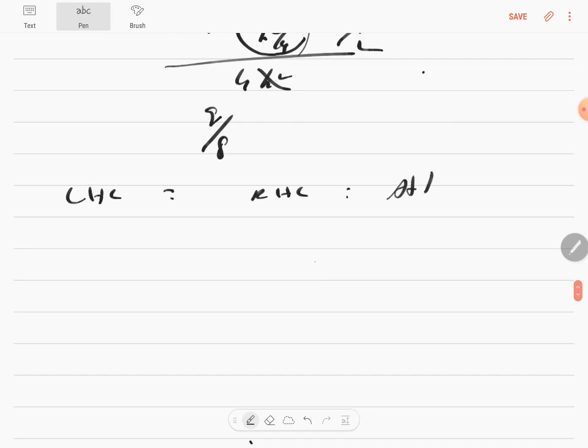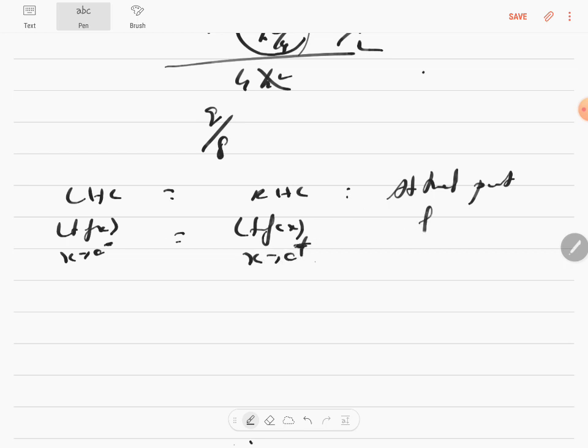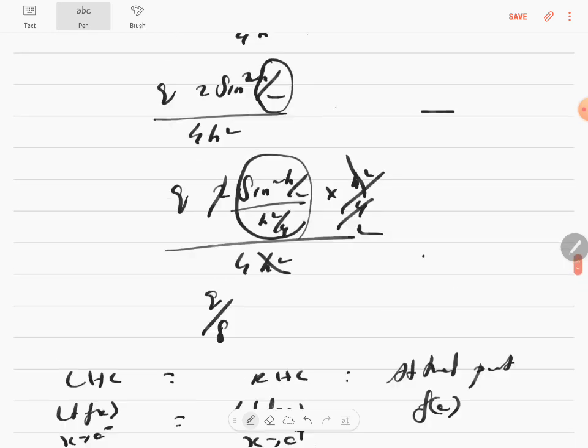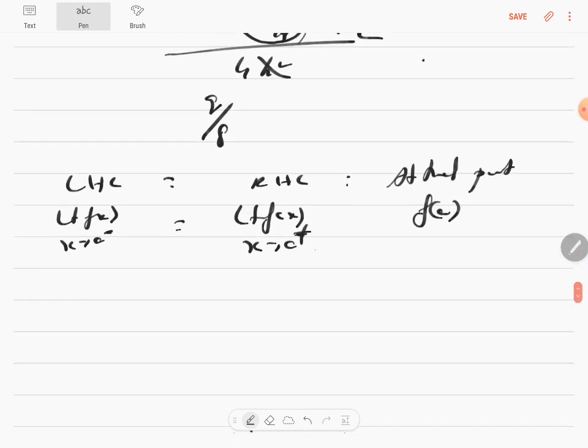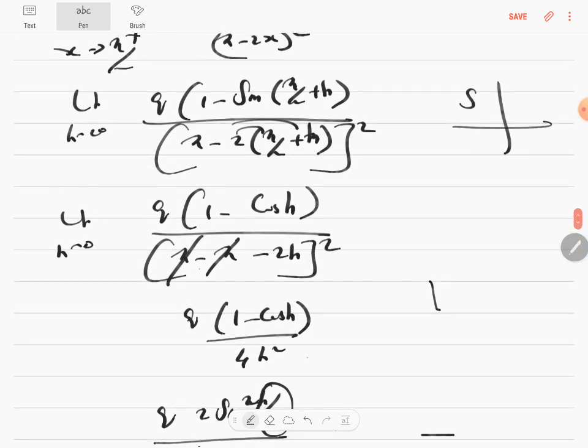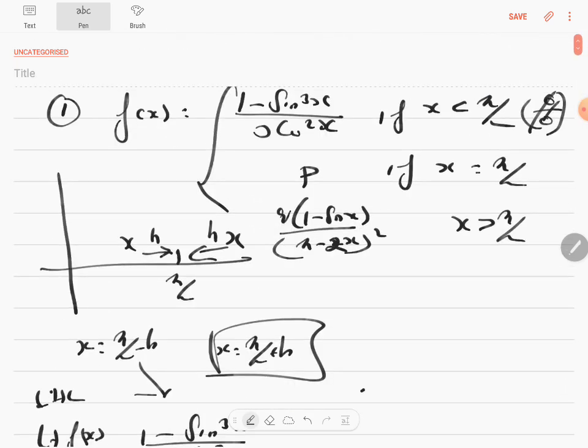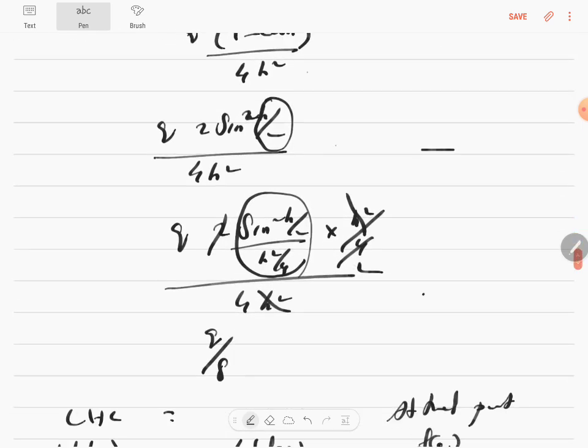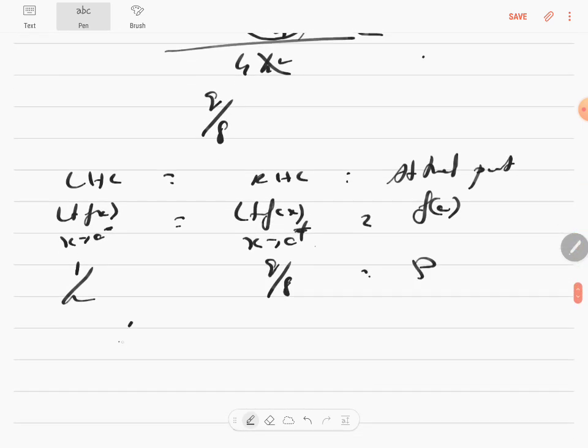According to limits and continuity, the left hand limit should be equal to the right hand limit, which should be equal to the value at that point. What is the meaning? Limit of f of x as x tends to a from the left is equal to limit of f of x as x tends to a from the right, and it should be equal to f of a at that point. What is the left hand limit answer? We got it as 1 by 2. The right hand limit is q by 8. At that point they have given in the question that when x is equal to pi by 2, the answer itself is p. Just substitute all this here and find it in terms of that. Therefore, p is equal to 1 by 2.